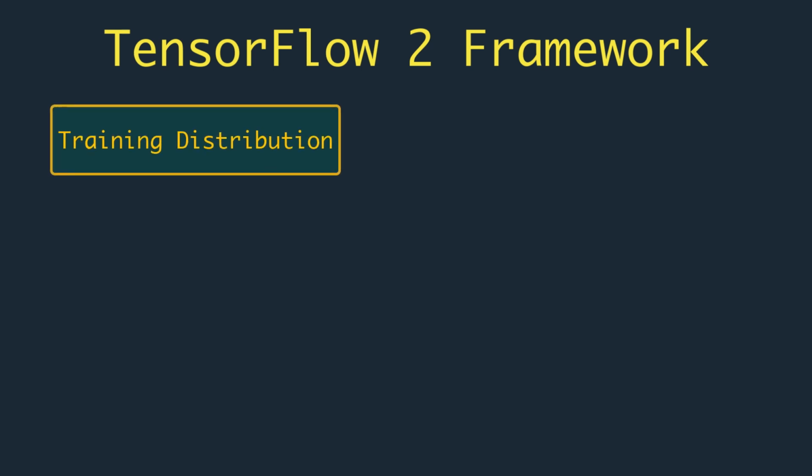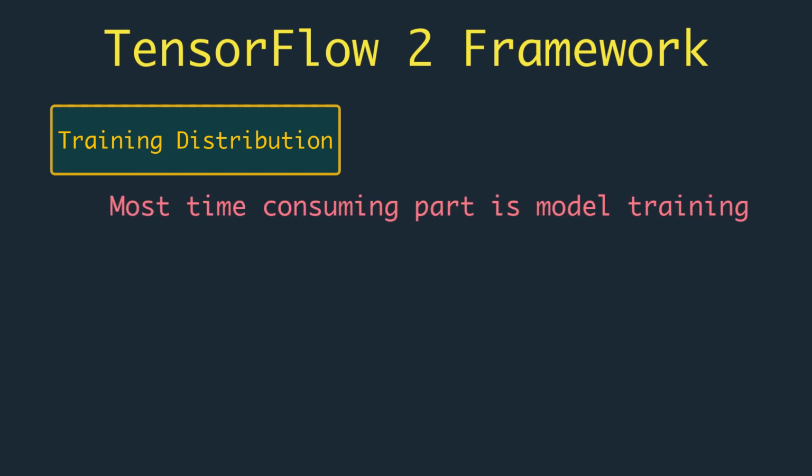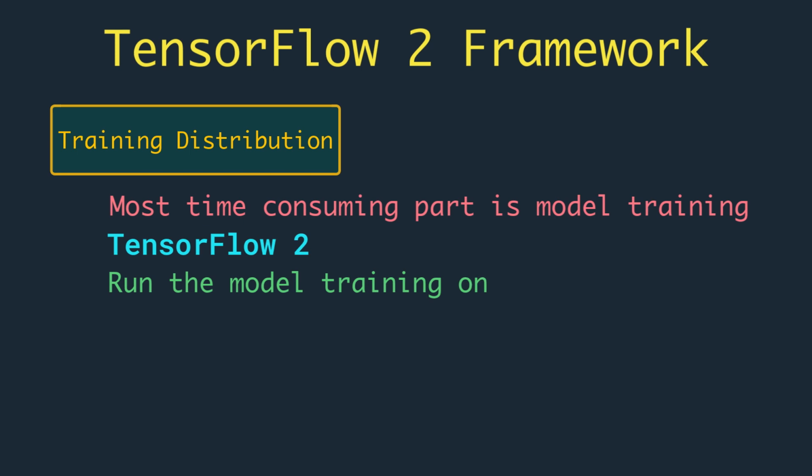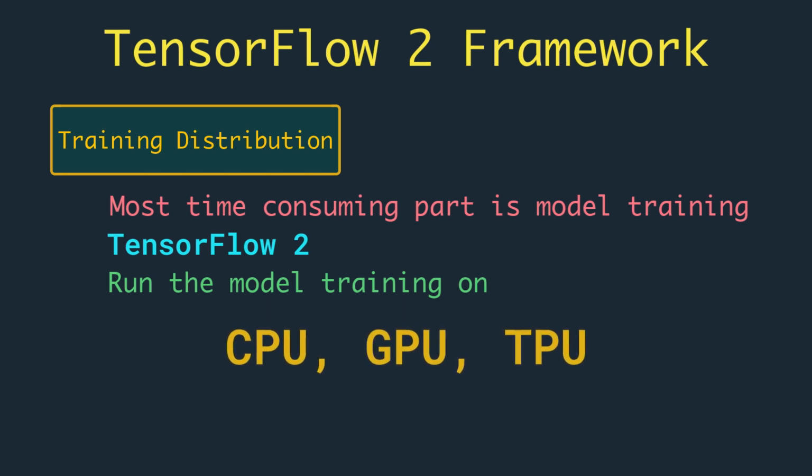Another important component that comes under the training phase is the training distribution strategy. It's really important because in the entire machine learning process, the most time-consuming part is the model training. This can take from a few minutes to several days, even on very well-equipped hardware. You may need lots of processing power and memory to train the model. Fortunately, TensorFlow 2 comes to your rescue here. Now we can run the model training on CPU, GPU, and TPU. We can even distribute the training across multiple hardware. This reduces the training time substantially.